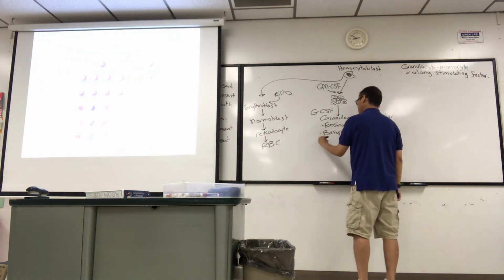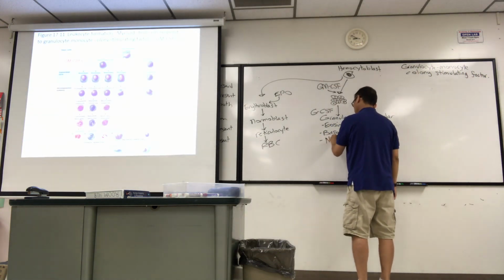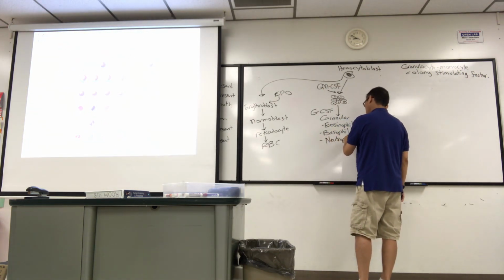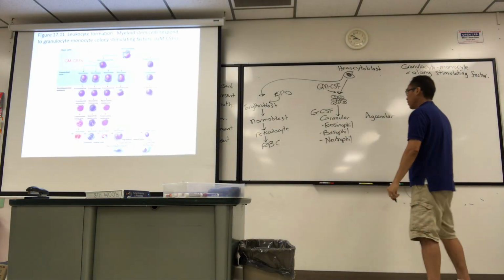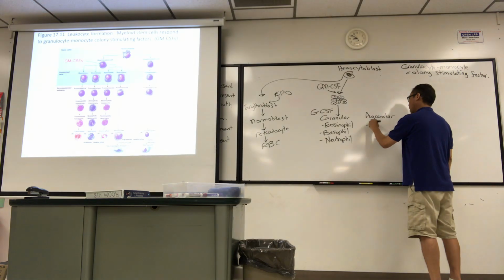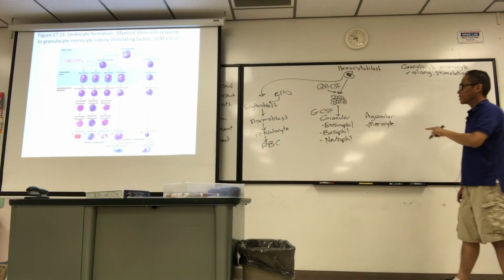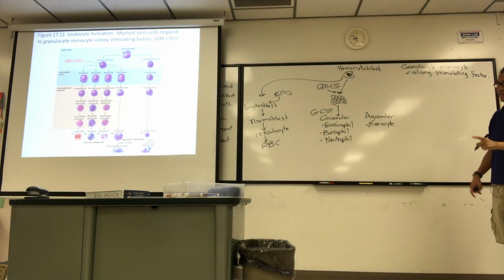Basophil. Neutrophil. Okay, those are the granular ones. The agranular one I want you to know is monocyte. We can ignore lymphocytes for now because I have a whole lecture on that later. Probably get to it Thursday or Friday.